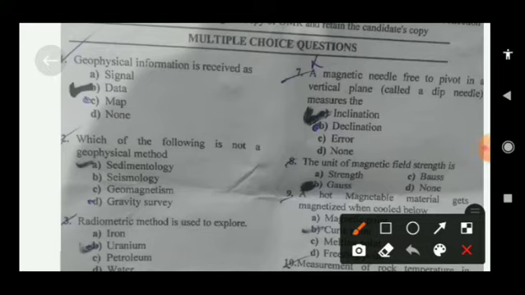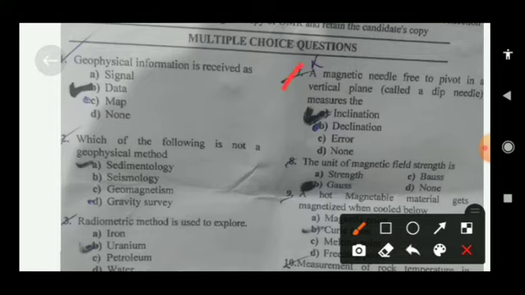series C. Question number 1: Geophysical information is received as... The right option is data. Question number 2: Which of the following is not a geophysical method? The right option is sedimentology. Question number 3: Radiometric method is used to explore... The right option is uranium.